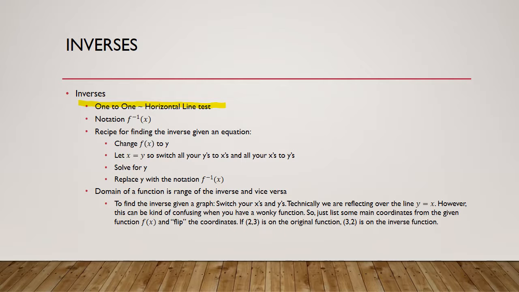The horizontal line test works just like the vertical line test. You pass horizontal lines over your graph, and if any of those horizontal lines touch the graph more than once, then the function fails the test. It's not one-to-one, and an inverse does not exist. If it does pass the horizontal line test, then the function is one-to-one, and you can find an inverse function.